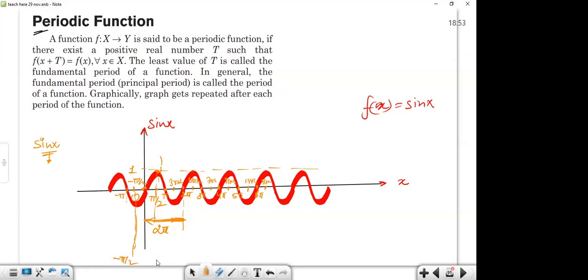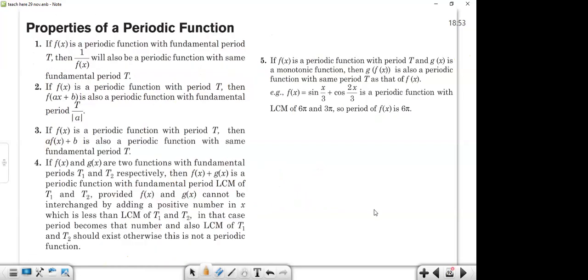Minus pi by 2 to plus pi by 2, it is repeating. We take this much only, this much only, this much only. So it is repeating its value, so its period will be pi.